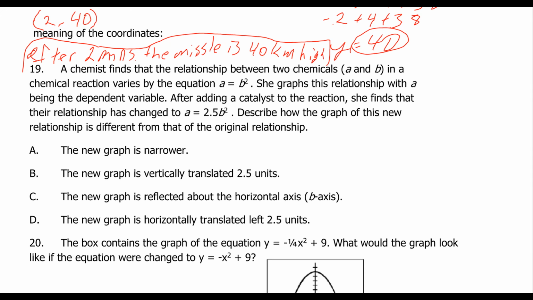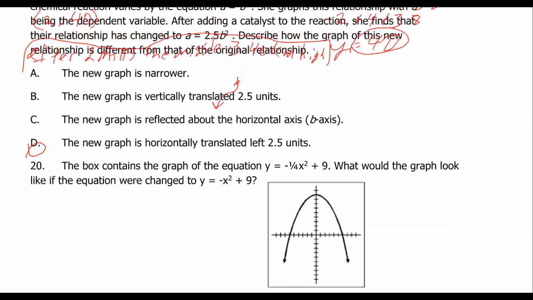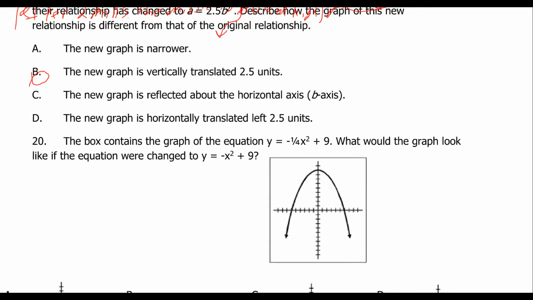Alright, now if we remember, if this number on the front increases, which originally was a 1 and now is a 2.5, the graph is going to be more narrow. So we've changed that number on the front. As it gets bigger, the graph gets more narrow. As it gets closer to 0, it gets wider, right? So the graph is narrower. Alright, last one.